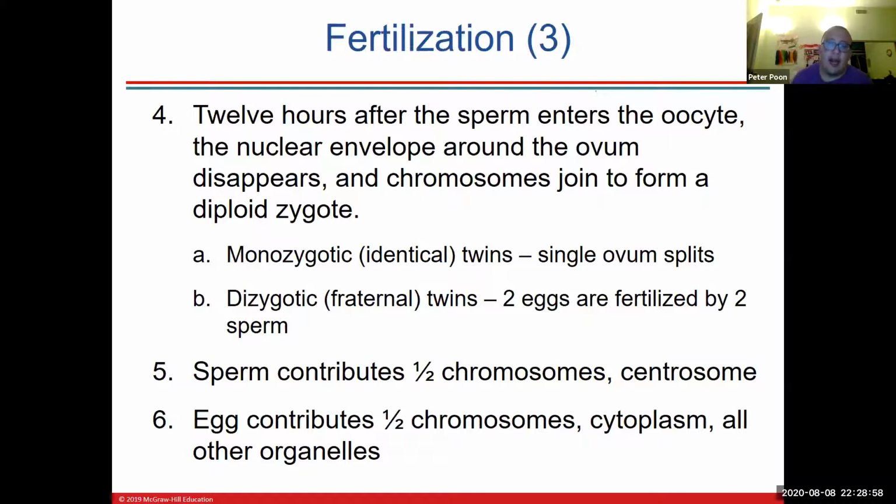Monozygotic twins form when a single ovum splits. Dizygotic twins, more commonly called fraternal twins, are two eggs fertilized by two sperm. Usually one egg comes from each ovary.